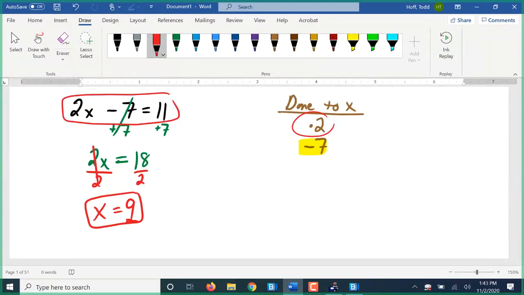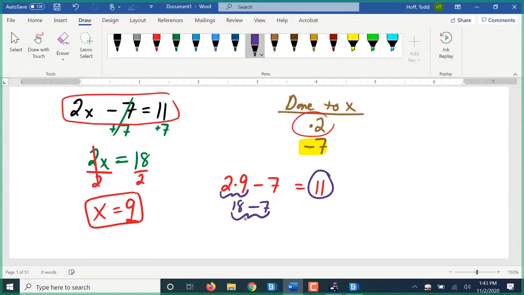So 2x minus 7 becomes 2 times 9 minus 7 equals 11. So the right side is just going to be 11. There's nothing to combine there. On the left side, 2 times 9 is 18. 18 minus 7 is 11. So we got 11 on the left side as well.